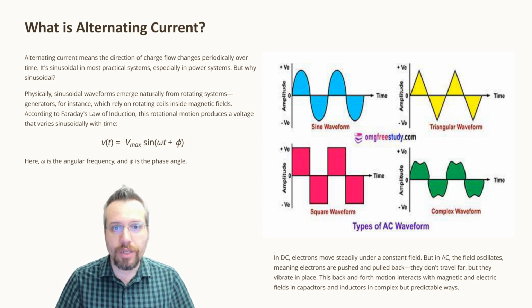Voltage as a function of time is equal to the maximum voltage amplitude times sine of omega t plus initial phase angle. Here, omega is the angular frequency and phi is the phase angle.